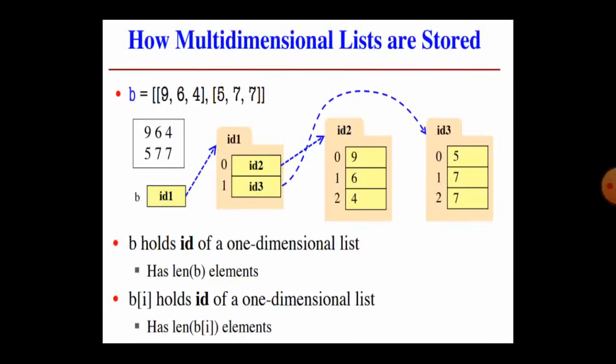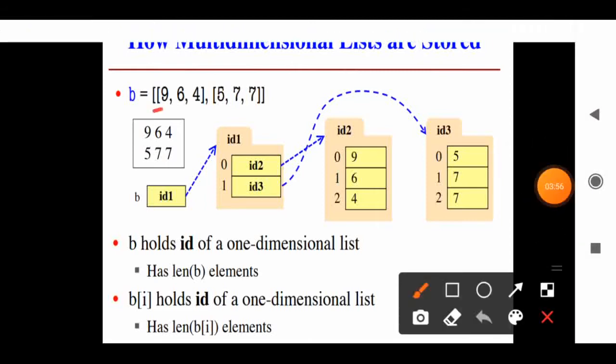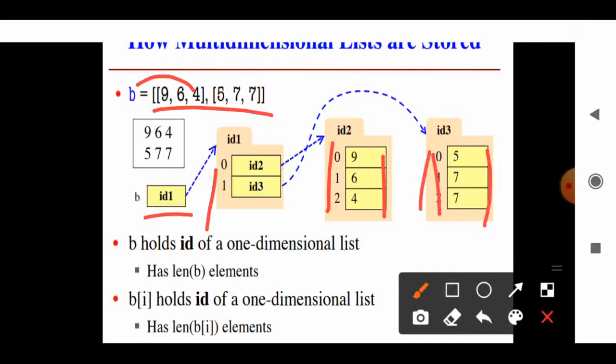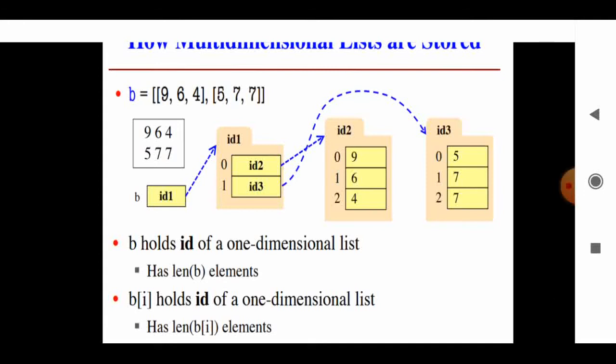How are multi-dimensional lists stored? For example, we store a value in the variable b. There are two lists. The main list is id1. In id1 we have two lists, id2 and id3. That is zeros and 1. id2 has three elements with index values 0, 1, 2. The elements are 9, 6, 4. id3 has three elements, 5, 7, 7, with index values 0, 1, 2. b holds the id of a one-dimensional list which has a length of b elements.